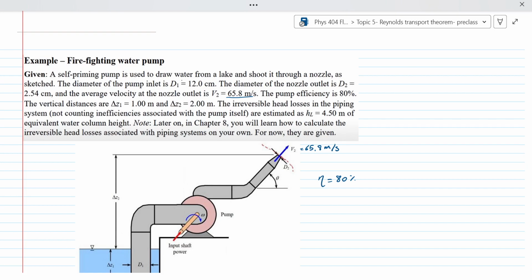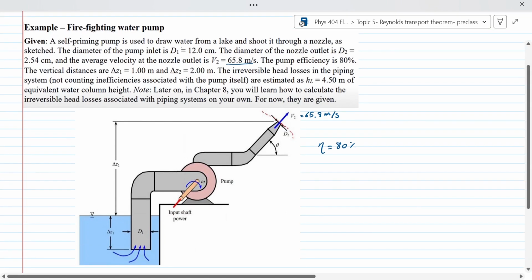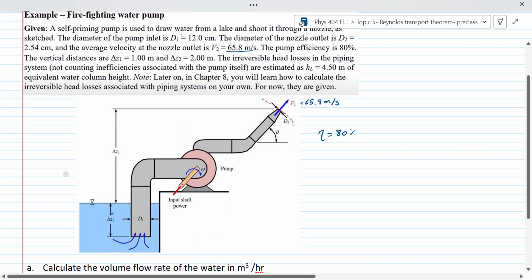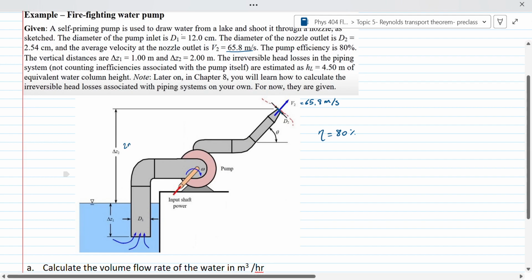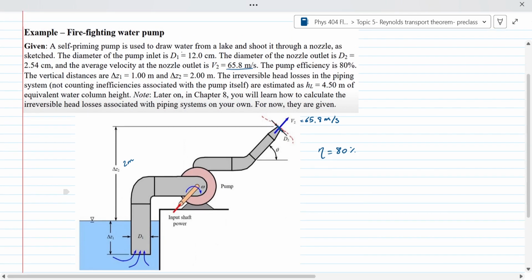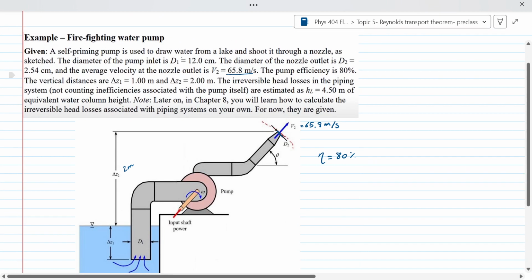And we're given the vertical distances, delta Z1, which is the height of the inlet, basically, the depth of the inlet within the reservoir, it's 1 meter, and delta Z2, which is the height of the outlet with respect to the reservoir, is given to be 2 meters. We're given the irreversible head losses in the piping system, not counting inefficiencies associated with the pump itself, estimated as HL equals 4.5 meters of our liquid.